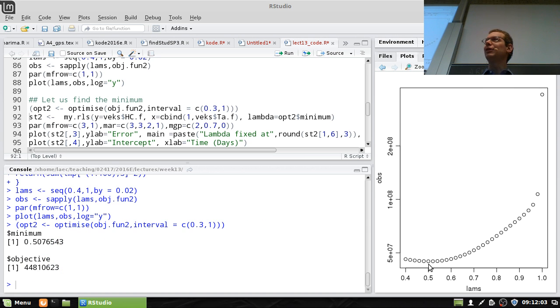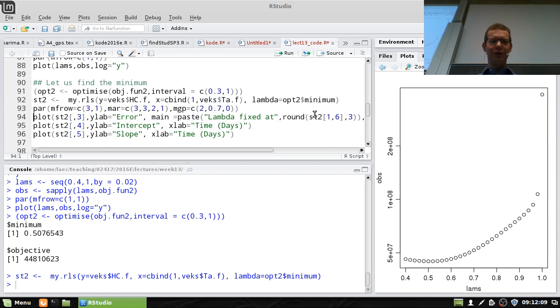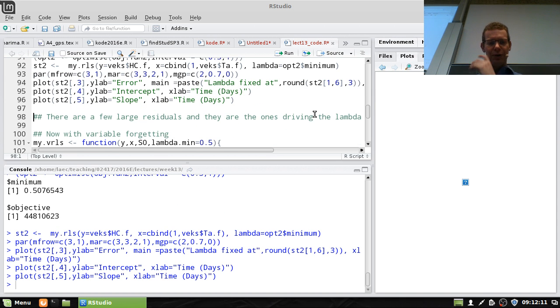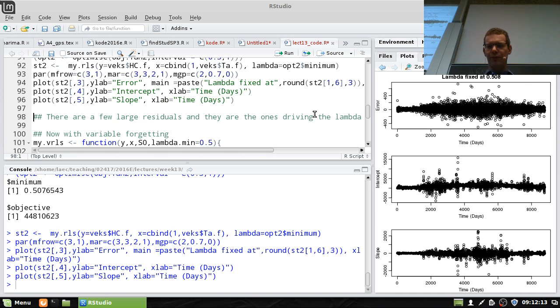And we get something that is roughly 0.5. And if I run the algorithm again with that and do the same kind of plot as before, then you can say again here in the middle, you'll see some larger residuals, and you'll see that the intercept here is jumping up and down, positive, negative. So this is not something that you actually want to work with. It's not behaving nicely because the lambda is so small.